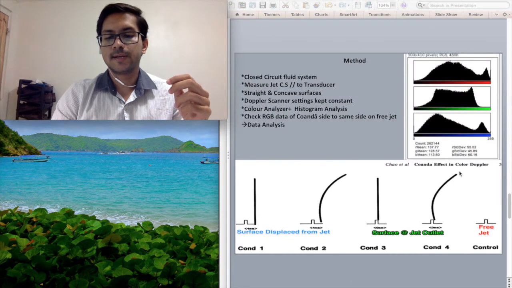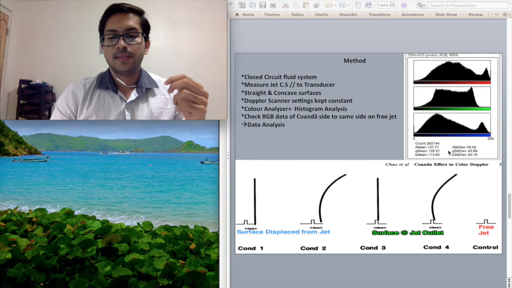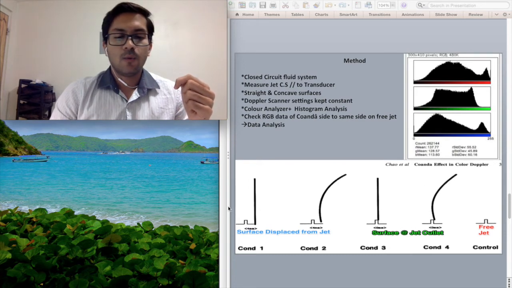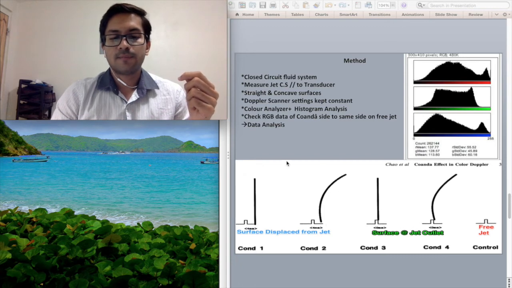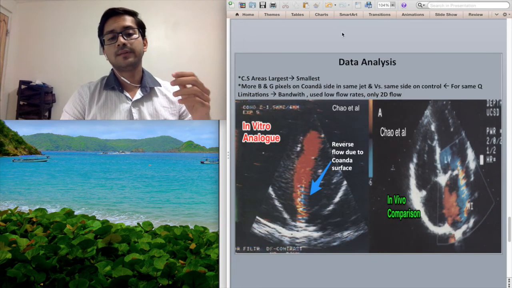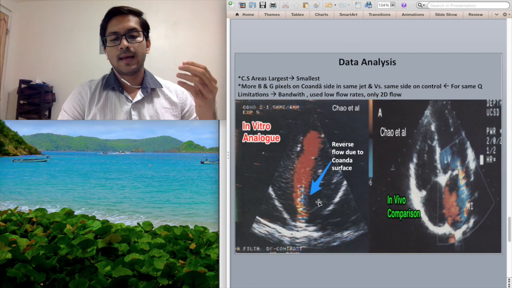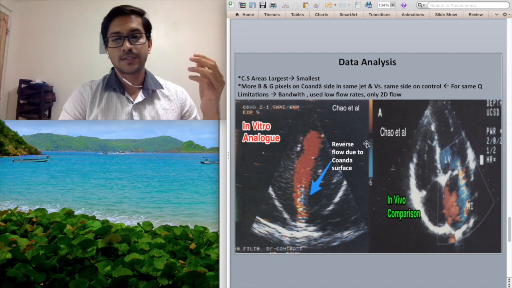The smallest cross-sectional areas occurred where the surfaces were placed at the outlet for the nozzle. This was particularly apparent in the curved surface, which showed the smallest cross-sectional area of all. Where the surfaces were displaced 4 millimeters from the nozzle, the cross-sectional area lay in the middle between the control and conditions 3 and 4. They also confirmed that variance and reverse flow on the surface side of Coanda jets was substantially higher than the corresponding side of a control jet at the same flow rate.